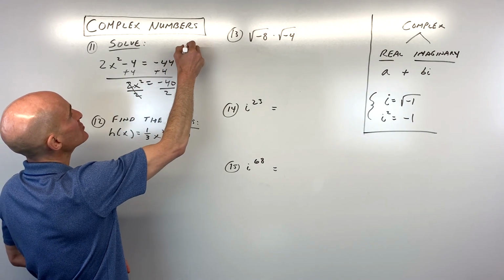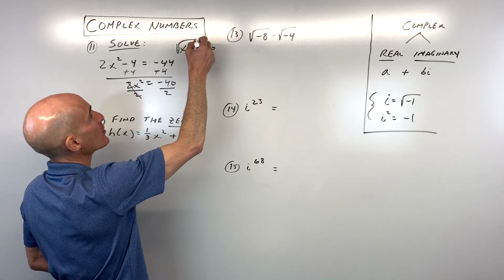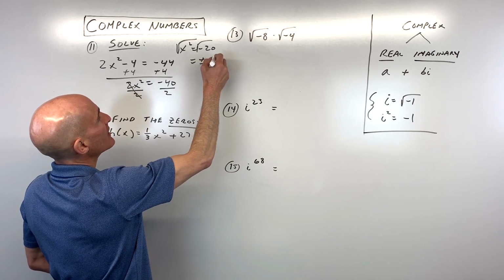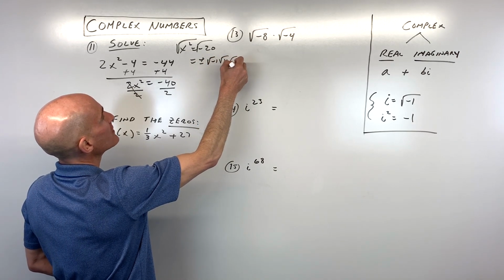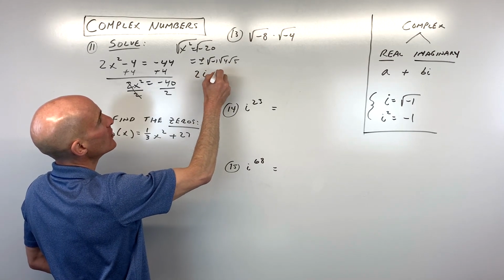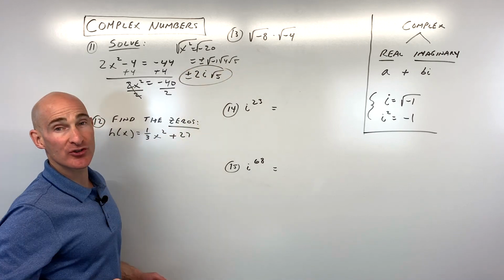So that comes out to x squared equals negative 20. Now we just want to take the square root of both sides. That's plus or minus square root of negative 1 times square root of 4 times square root of 5. Square root of negative 1 is i, square root of 4 is 2, and square root of 5, and this is plus or minus, and those are your two solutions.